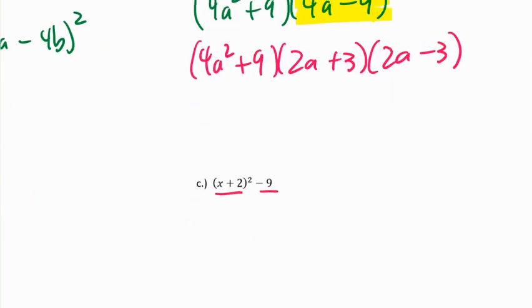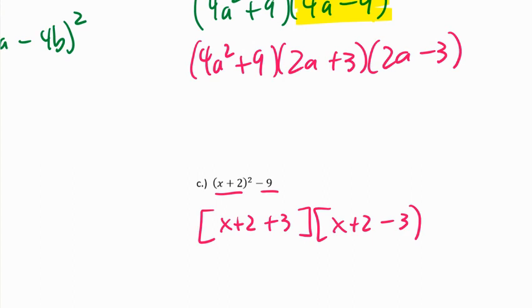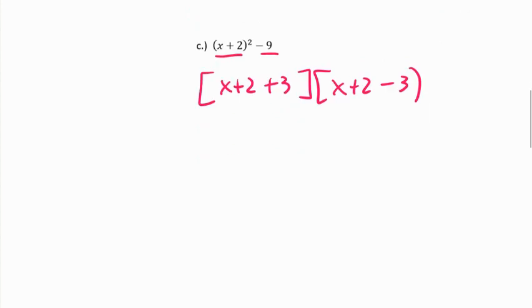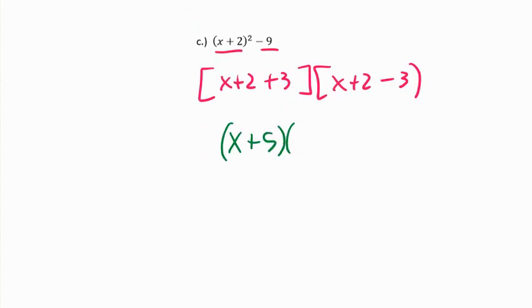On C, this is a square and that's a square. So I'm going to have an x plus 2 plus 3 and an x plus 2 minus 3. Square root of x plus 2 squared is going to be x plus 2. Square root of 9 is 3. X plus 2 plus 3, x plus 2 minus 3. Combine like terms, x plus 5, x minus 1. And then you can always check your answers by multiplying it back out.